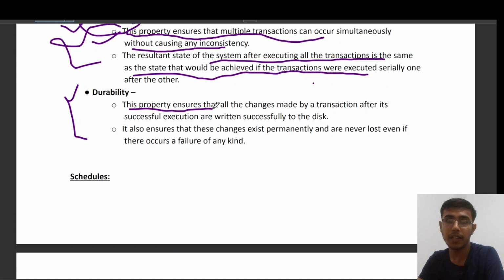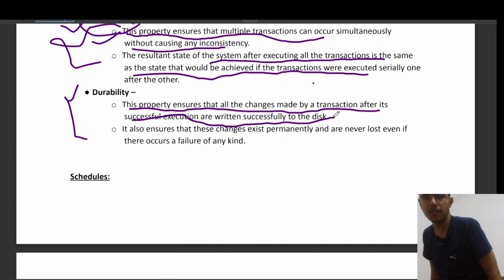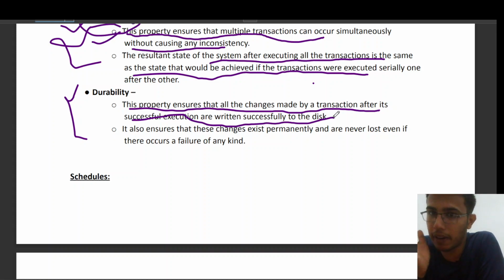Number four is durability. This property ensures that all changes made by a transaction after its successful execution are written successfully to the disk. It ensures that all changes made by a transaction after its successful execution are written successfully to the disk.